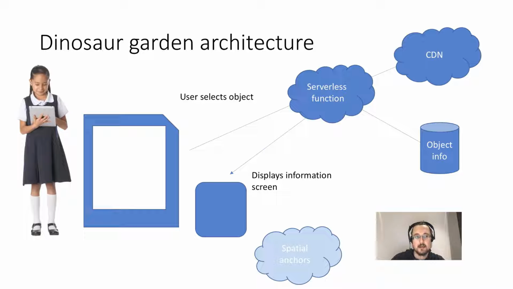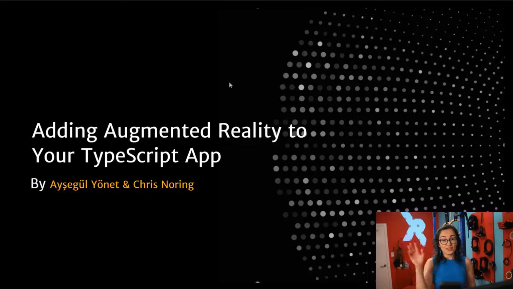We could also be adding a concept such as a spatial anchor. An anchor would have an XYZ position in our world, and we can add numerous of those in our world as points of interest. Ayşegül will cover a bit more how we could be using spatial anchors. Over to you, Ayşegül. Thank you, Chris.